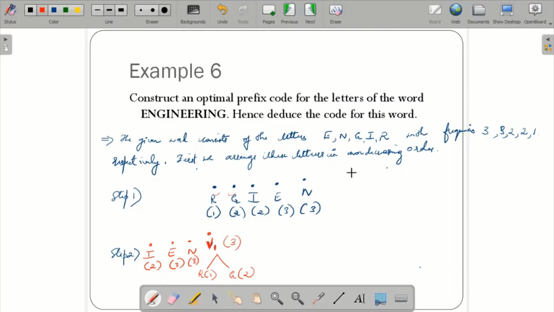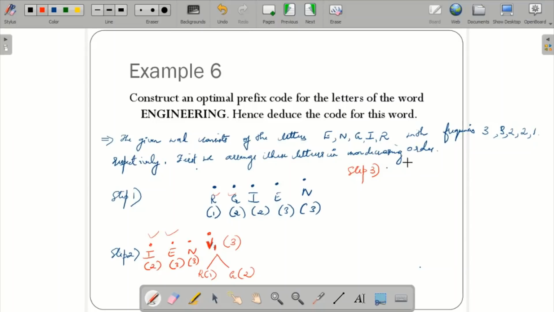Similarly, step 3: combine the lower two. I is 2 and V1 is 3, so combining these two gives vertex V2, and their weight will be 5. The weight will be 5, so it should come last, after N and after V1.